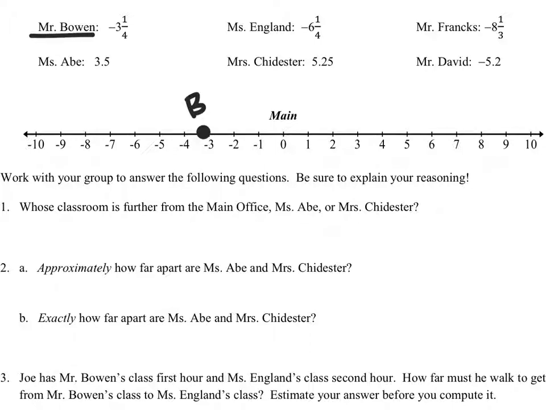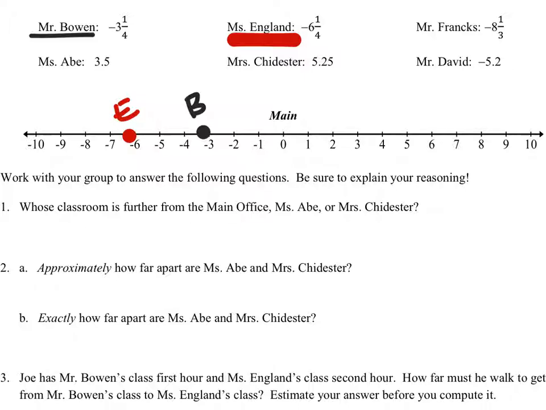So, next up, Miss England. Right here. Miss England is at negative 6 1/4. Bam, right here. And once again, I will label these. England. All right.